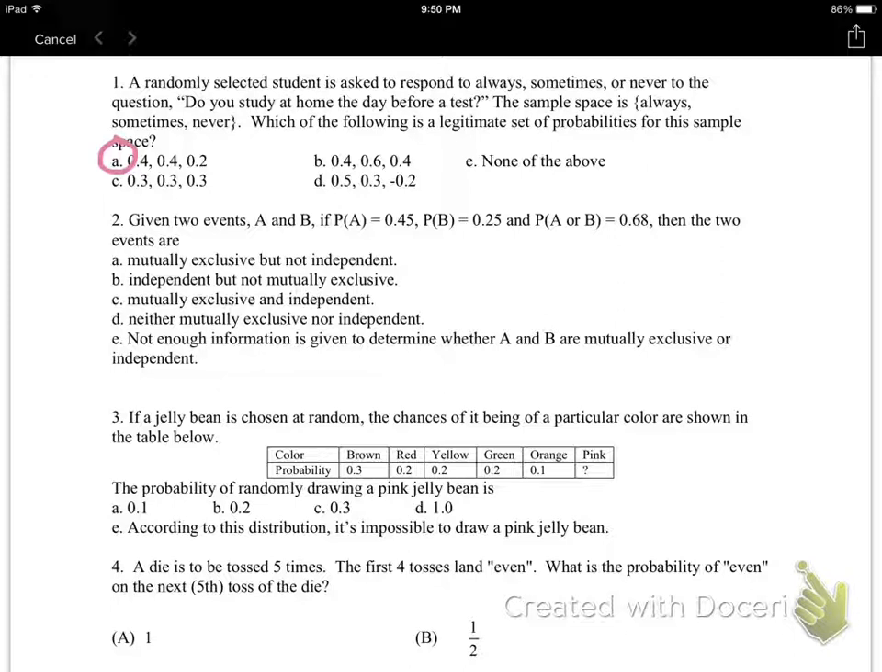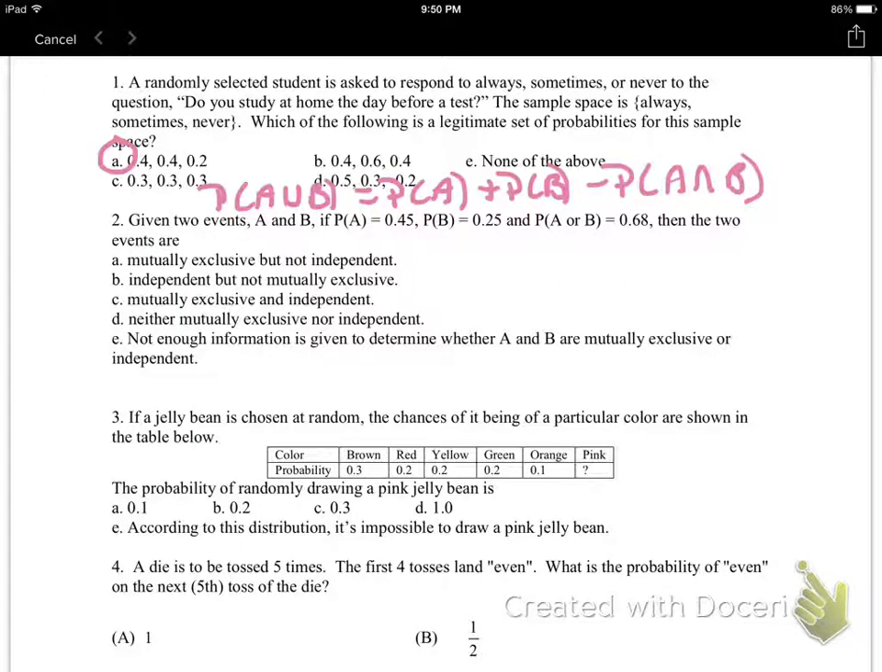Okay, let's look at 2, and it says given events A and B, and then they tell us the probability of A or B is 0.68, then the two events are... All right, so let's do this math. We know that the probability of A or B is equal to the probability of A plus the probability of B minus the probability of A and B. And that's what we have to find out, because A and B is so important. That tells us whether they're mutually exclusive or if they are independent.